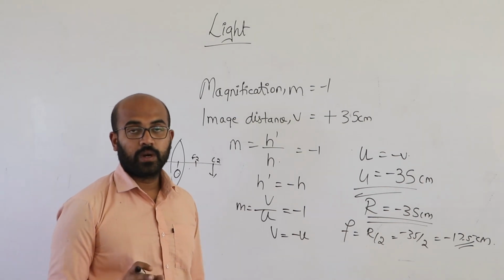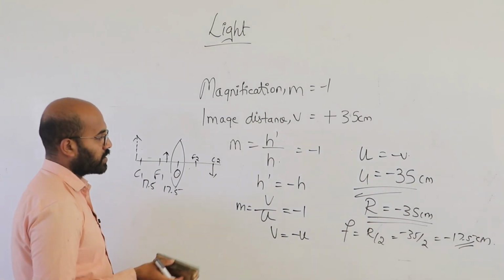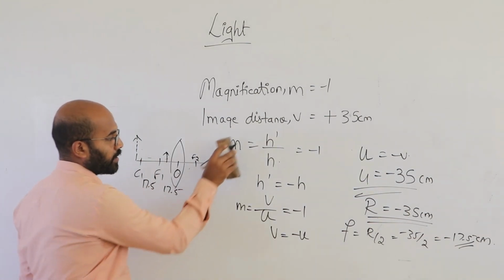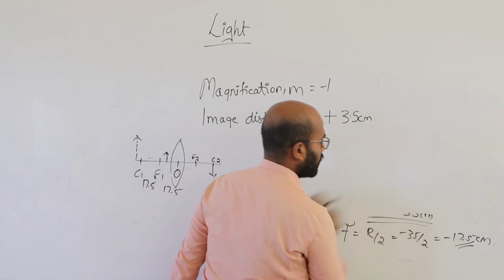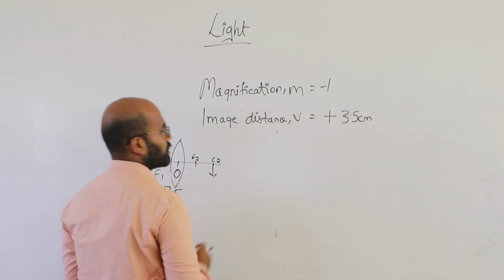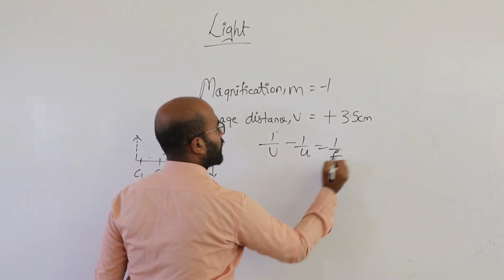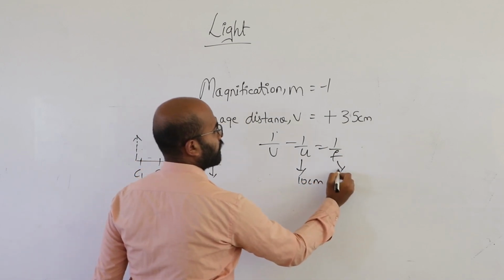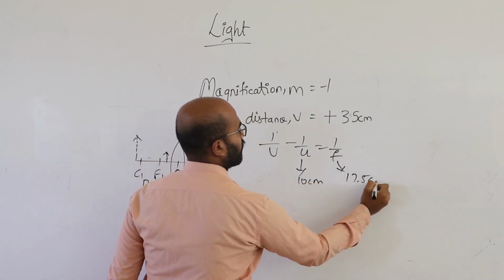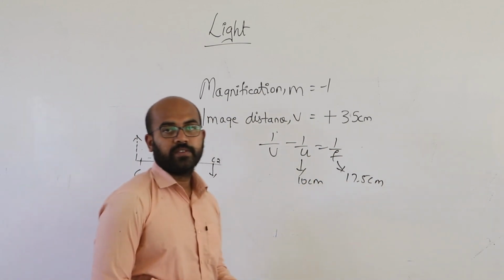So I need to find what is the image distance. If I want to find the image distance, I can calculate using the lens formula, that is 1 by v minus 1 by u is equal to 1 by f. Here u is 10 centimeter and f is 17.5 centimeter. Using these values, I can find the value of v.